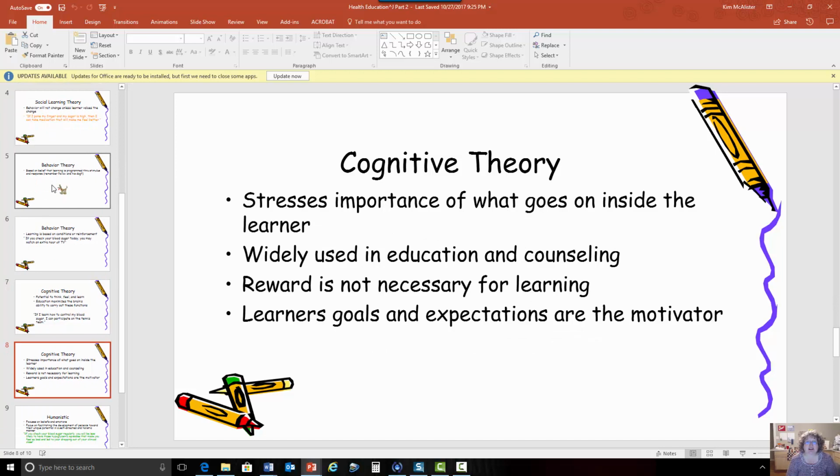And so with this, we're looking at what's important, what goes on inside their head and how they think and how they feel. This is something that we use a lot in education and counseling, and we're looking at what their goals and expectations are. Those goals and expectations become the motivator, not some type of reward.